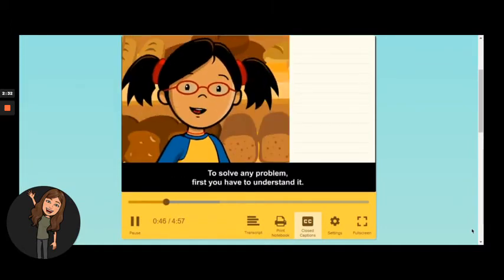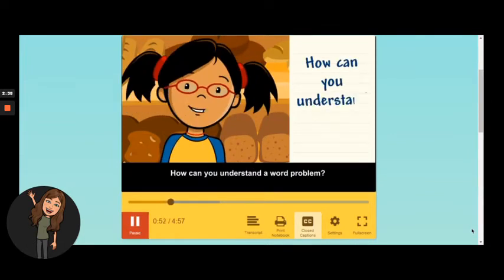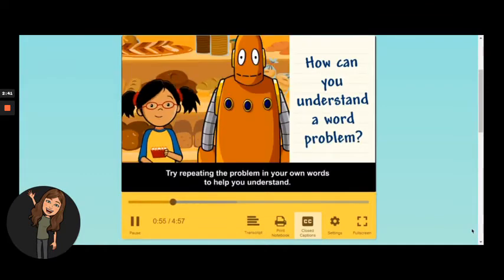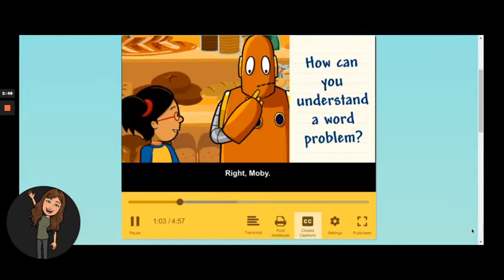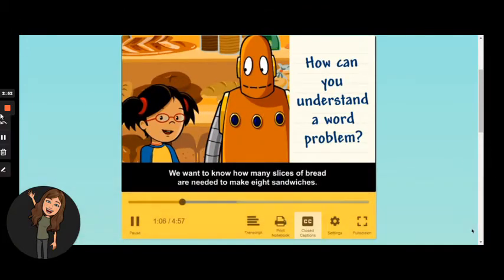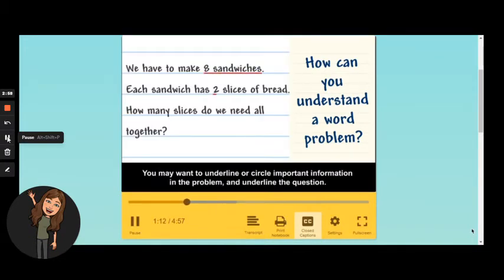To solve any problem, first you have to understand it. How can you understand a word problem? Try repeating the problem in your own words to help you understand. Right, Moby. We want to know how many slices of bread are needed to make 8 sandwiches. You may want to underline or circle important information in the problem and underline the question. Look for key words that give clues about which operation to use, like addition or subtraction.